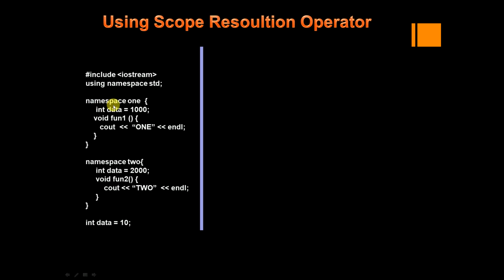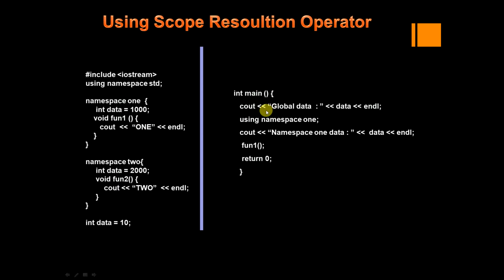In this program, I have namespace 1 and namespace 2. In namespace 1, I have int data equals 1000 and void fun1, one function definition. In namespace 2, I have a variable int data equals 2000 and another function fun2. I also have one global variable, int data equals 10. Now in main, I am printing the global data with cout.